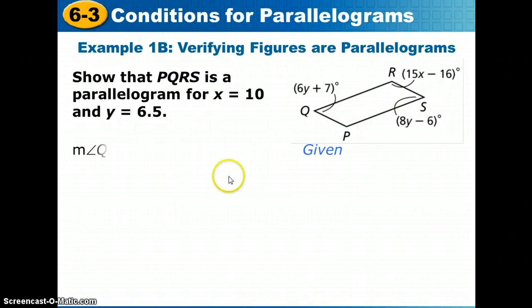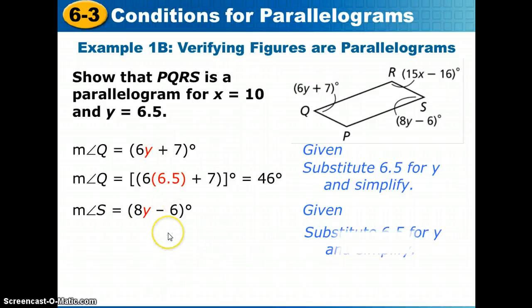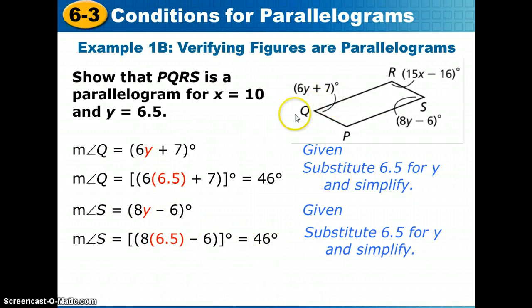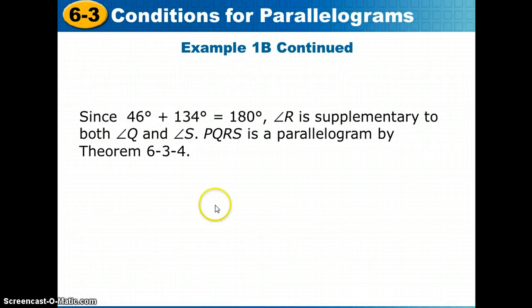So this is what we're going to show first. We're going to show the measure of angle Q and evaluate it when y is 6.5. Q is 46 degrees. We're going to find the measure of angle S when y is 6.5, and we get 46 degrees. So Q and S are both 46 degree angles. Now I want to find the measure of angle R when x is 10. If I plug in 10 for x, R is 134 degrees. Well, if I took 134 and added it to 46, I would get 180. Since they're both 46, I can say that R is supplementary to both Q and S, so PQRS is a parallelogram because one angle is supplementary to both its consecutive angles.